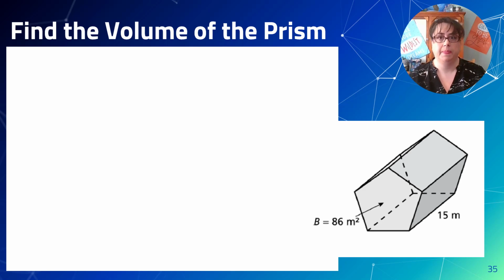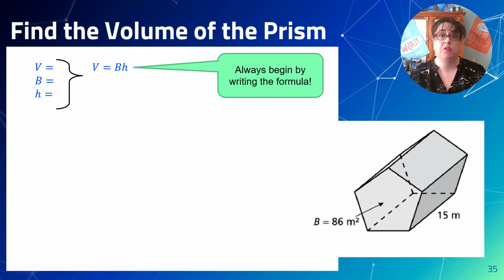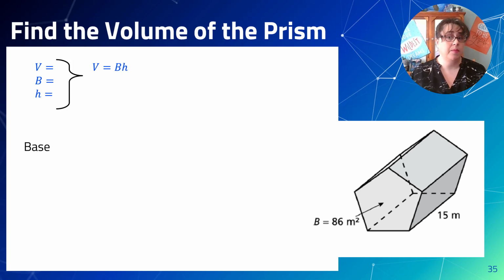So hopefully you did the first step by writing the formula. Volume equals base area times height, and then you listed out volume, base area, and height. You may have even been able to fill in the height. You should have been able to even know that you needed to go find the base, and the base was a pentagon, and that's okay.